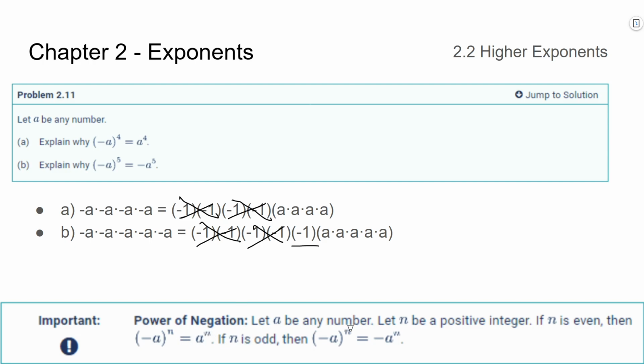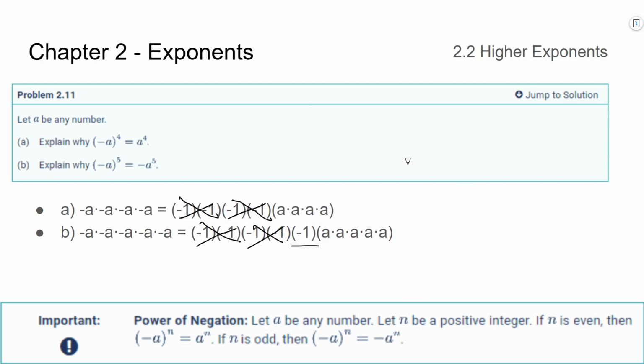All right, so power negation. Let a be any number, let n be a positive integer. If n is even, then we're going to get a positive number. If n is odd, then we're going to get a negative number. That is, if we have a base that is negative, and our n is odd, then we get a negative number.